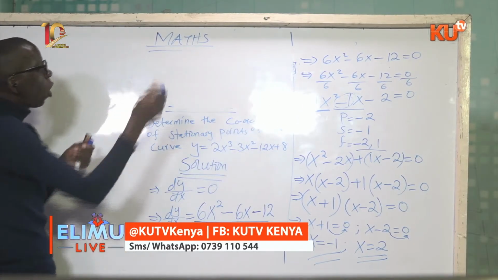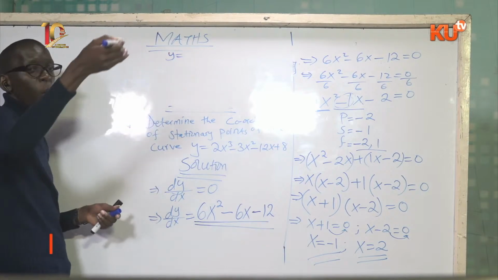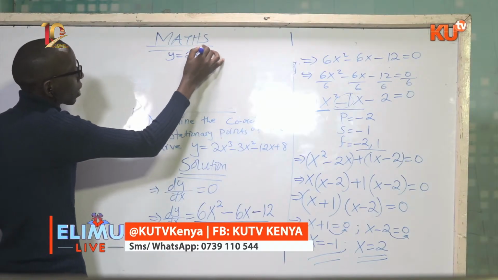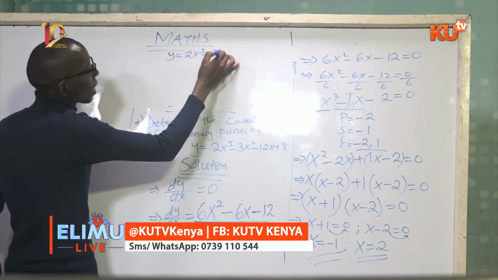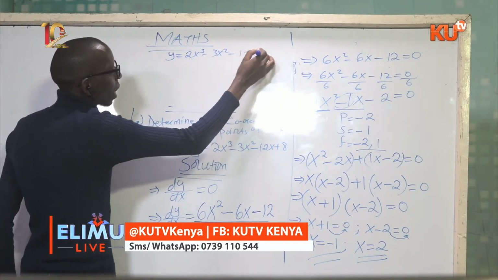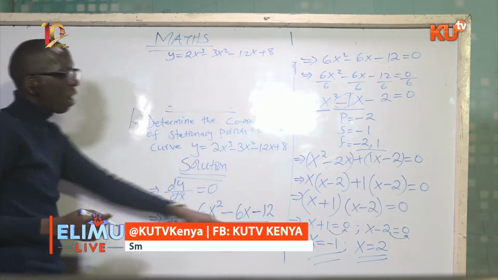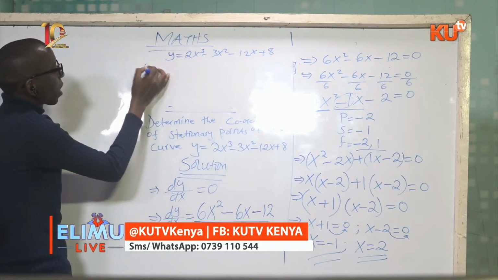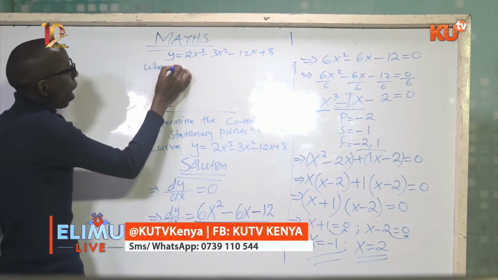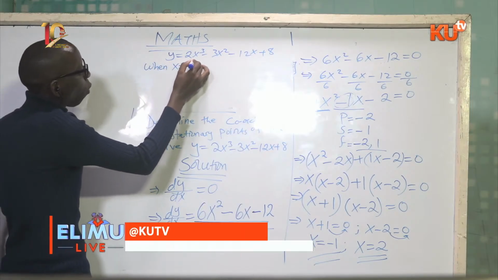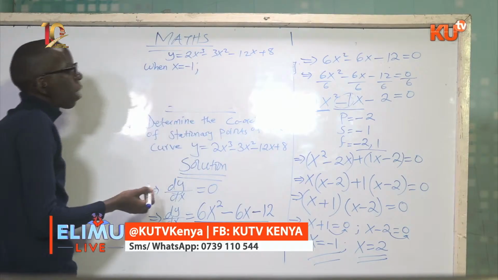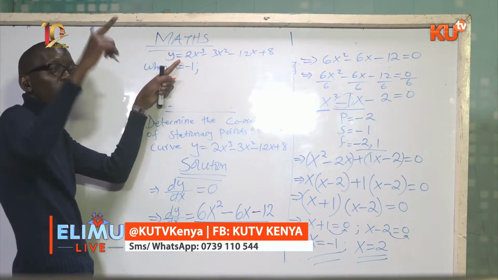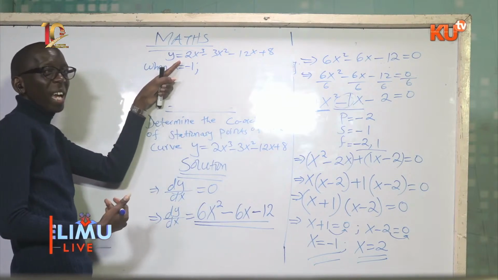And our equation was y, the original one, not the derived one. The original one was y is equal to 2x cubed minus 3x squared minus 12x plus 8. Now, we have already gotten two values of x. We pick the first value of x. When x is negative 1, what is the value of y? We substitute in our original equation, the equation of y, not the dy over dx one.